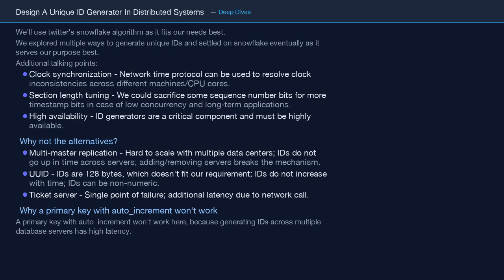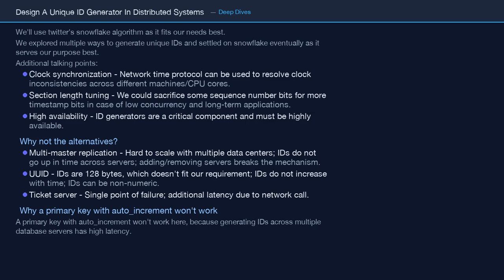Second, section length tuning. The bit layout of a Snowflake ID isn't fixed in stone. If your application has low concurrency but needs to operate over a very long time horizon, you could sacrifice some of the sequence number bits and allocate them to the timestamp portion instead, giving you a longer time range at the cost of fewer IDs per millisecond. Third, high availability. ID generators sit in a critical path, almost every write operation depends on them. That means they must be highly available, with redundancy built in from the start.